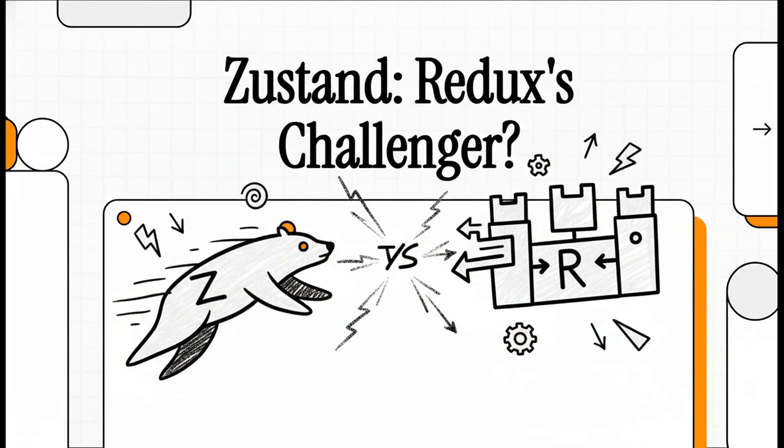So, if you're a React developer, you know that picking a state management library is a huge deal. For what feels like forever, Redux has been the undisputed king. But there's a new challenger on the block, and it's promising all the power of Redux, but without all the pain. Today, we're taking a deep dive into Zustand to see if it really is the simpler, faster alternative that could finally dethrone the king.